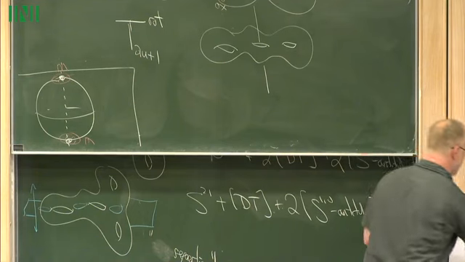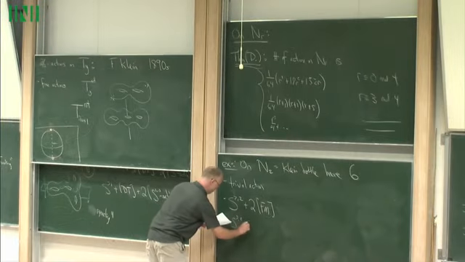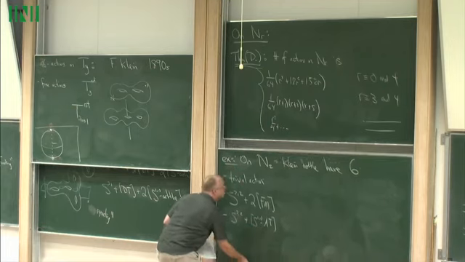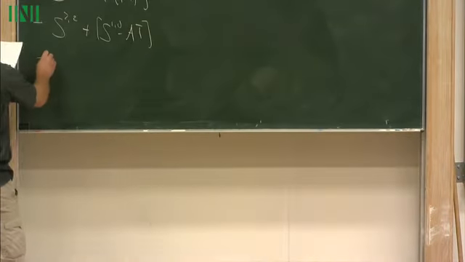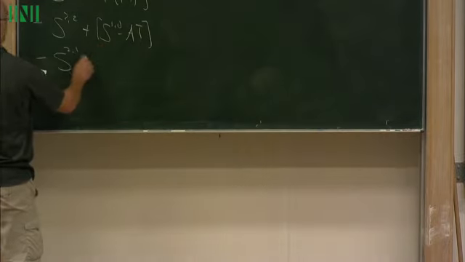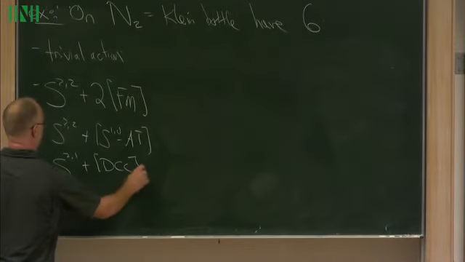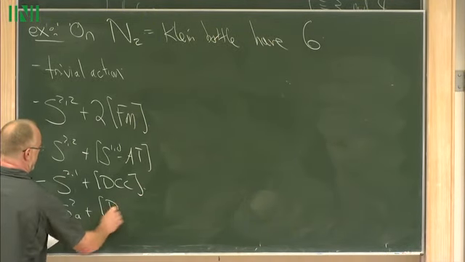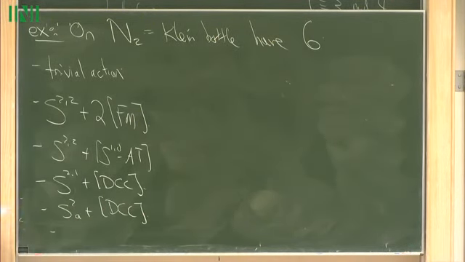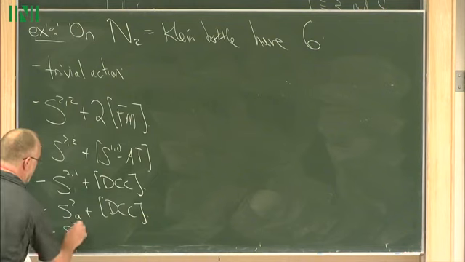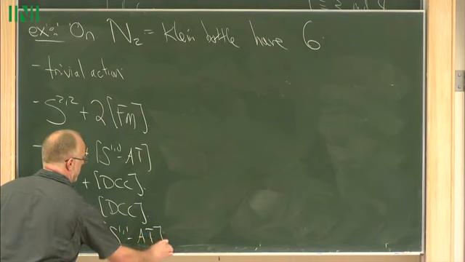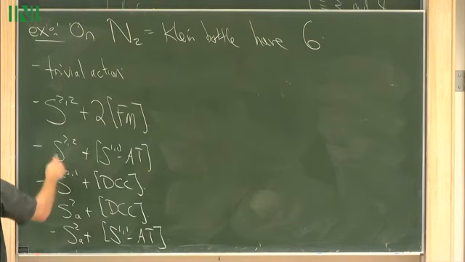Okay, what are the other ones? S22 plus S10 antitube. There's a reason I'm bothering to write all these down. S21 plus DCC. S2A plus DCC. And S2A plus 1 antitube. 1, 2, 3, 4, 5, 6. Okay, that's all of them.